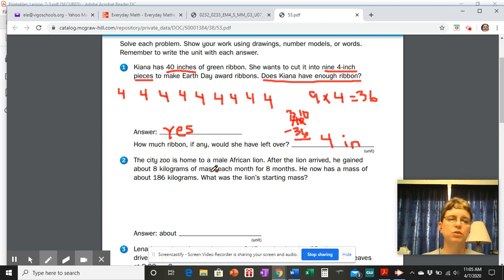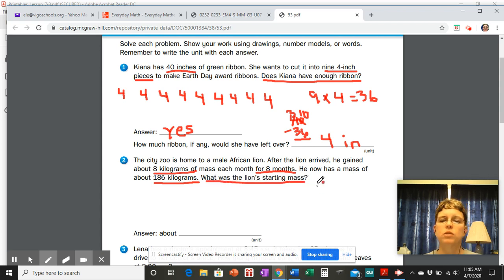Let's look at number 2. The city zoo was home to a male African lion. After the lion arrived, he gained about 8 kilograms of mass each month for 8 months. He now has a mass of about 186 kilograms. What was the lion's starting mass? So we are going to underline 8 kilograms for 8 months. And he now has 186 kilograms. And what was his starting mass?